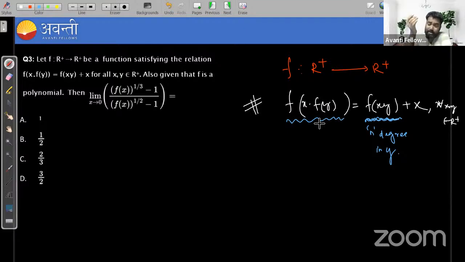So if on the right hand side you have f of xy, but on the left hand side you have f of x into f of y. If the degree of f of xy on the right hand side is n, then f of x into f of y, what will its degree be? f of x has degree n, and f of y also has degree n, so this will be of degree n square.